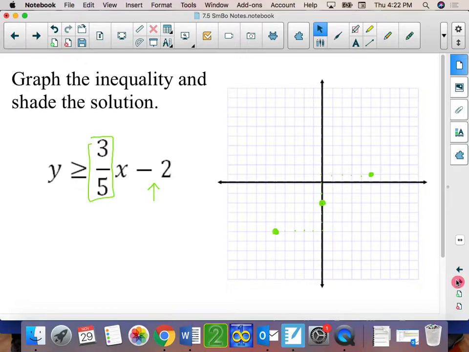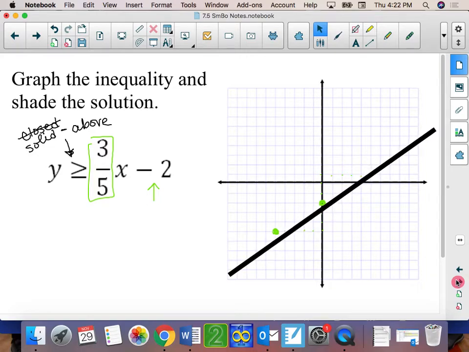Okay, and then I'm going to get ready to make my line. But before I do that, I want to make sure I'm doing this correctly. So this has an equal to part. So my line is going to be closed or solid. Let's just write solid. My line will be solid, and then this is a greater than symbol. So I'm shading above. Okay, so we're going to draw a solid line through these points. My line wasn't great, but I tried.